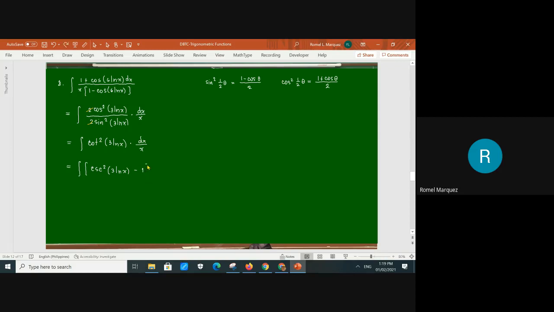Panggutom na sila. Hindi na nagsasagot. Dx over x. And this is equal to, so let's integrate term by term. Integral of cosecant squared of 3 ln x times dx over x. So I'm planning to put something here later. Minus integral of dx over x.